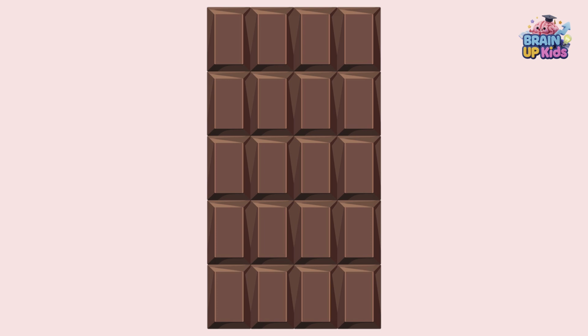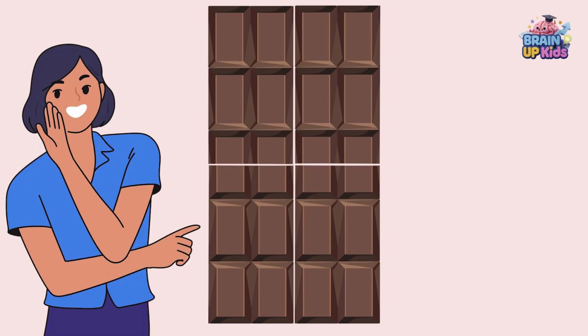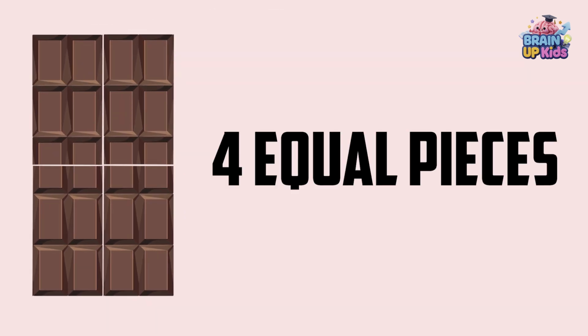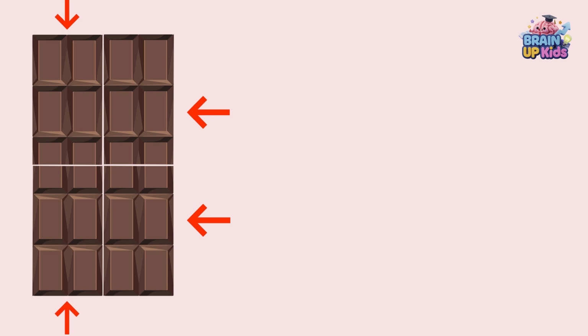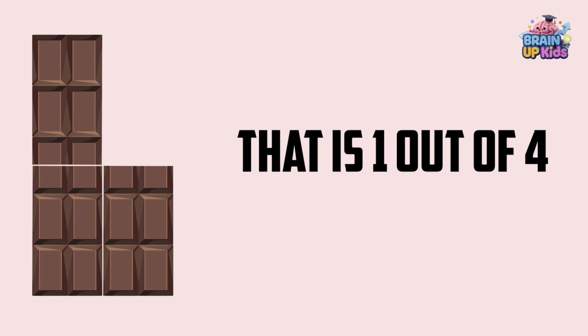It's all perfect. Now let's break it into 4 equal parts. Did you hear that? The chocolate sound? Now we have 4 equal pieces. These pieces are called fractions. If I take one piece, that is 1 out of 4.